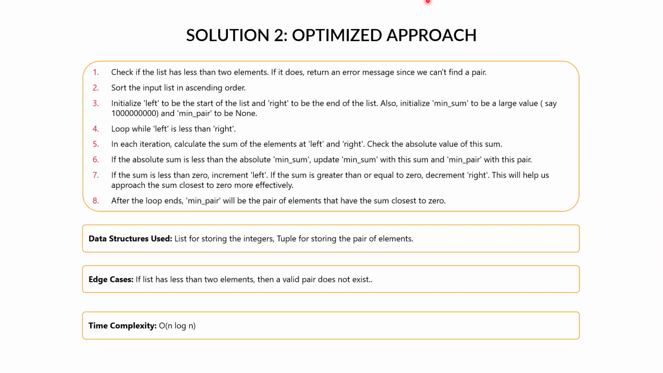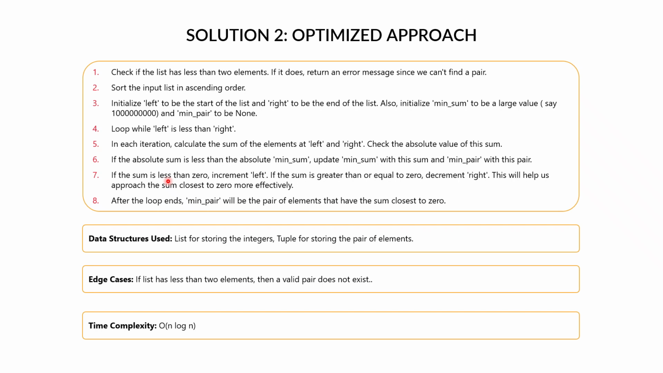In each iteration, we calculate the sum of the elements pointed by the left and right and check the absolute value of this sum. If the absolute sum is less than the absolute min sum, we update the min sum and the min pair accordingly. Depending on whether the sum is less than or equal to 0, we increment the left or decrement the right respectively. This process continues until the left and right cross each other.